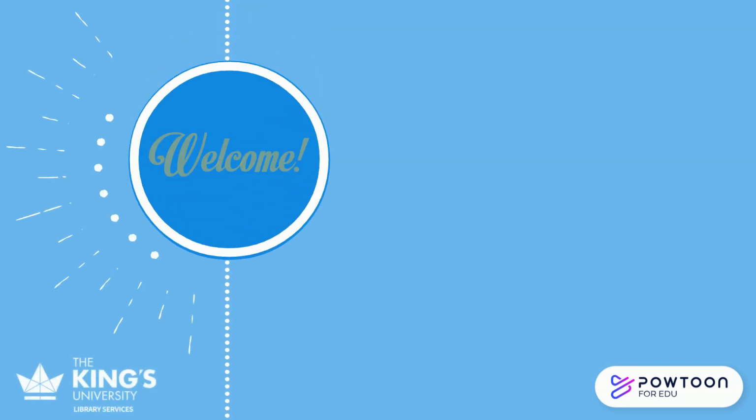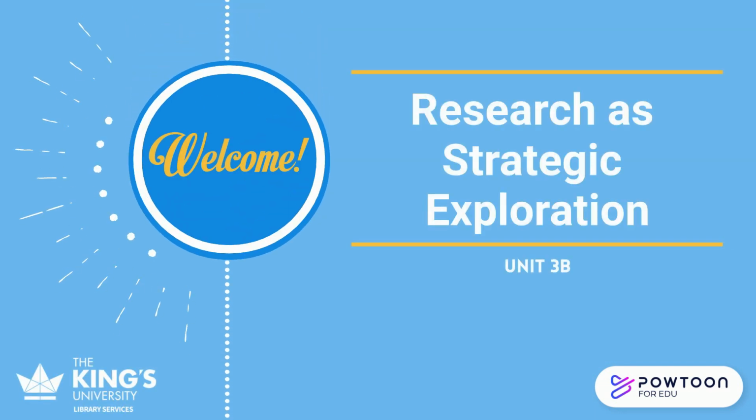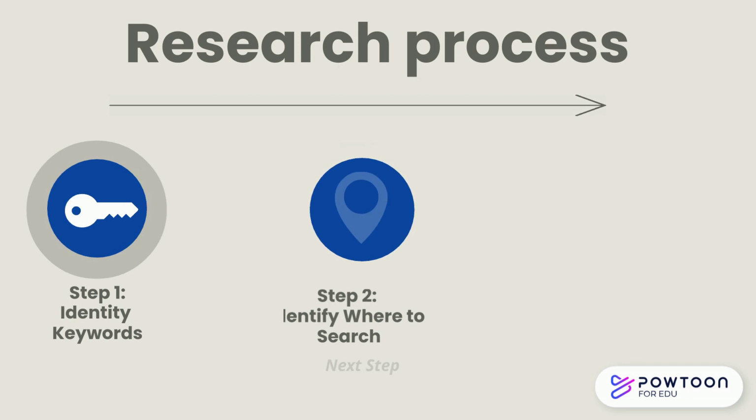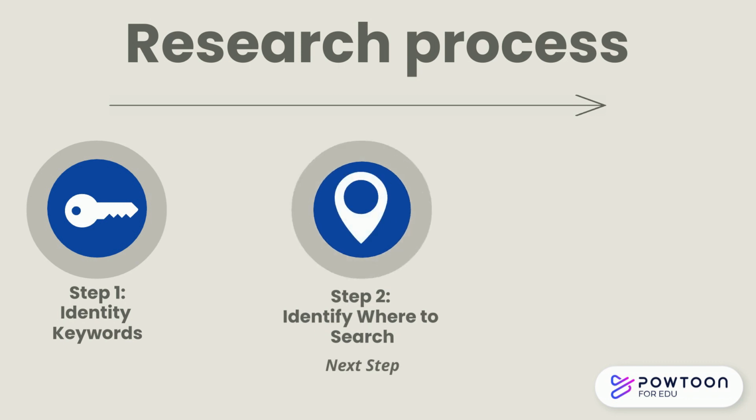Welcome to part 2 on the videos on using keywords to search for research papers. In the previous video, we covered identifying keywords. In this video, we will cover the next stage of the research process. Once the keywords are identified, the next step in the research exploration is to think critically about where to search.